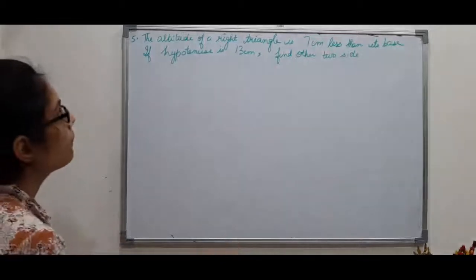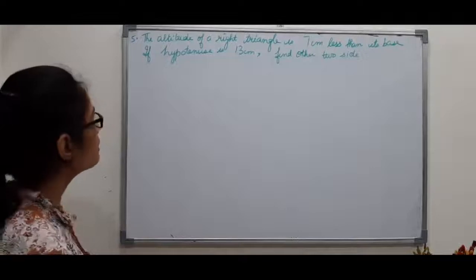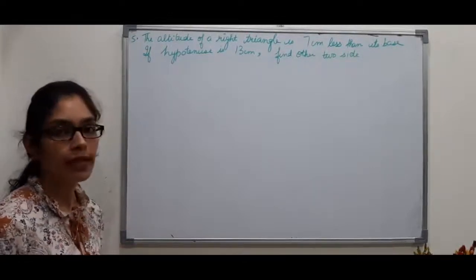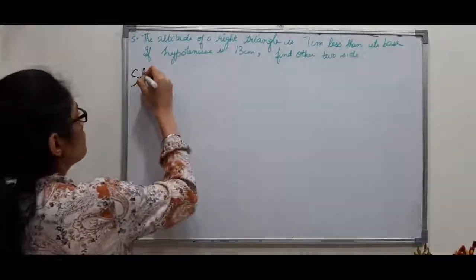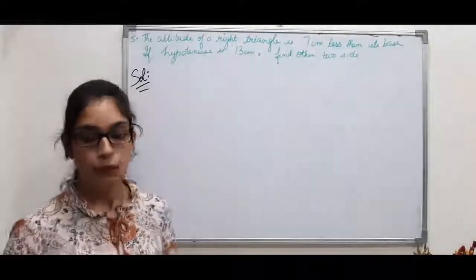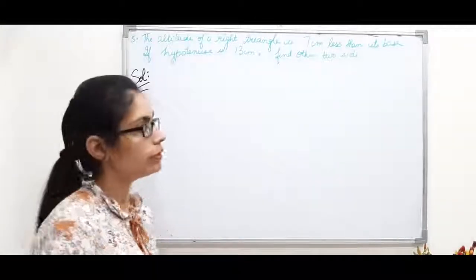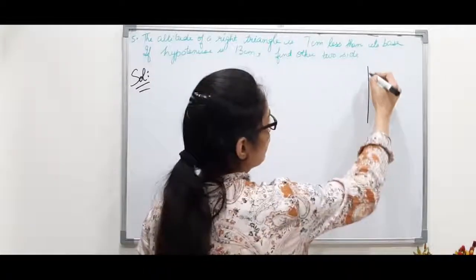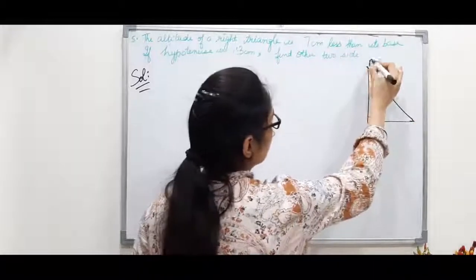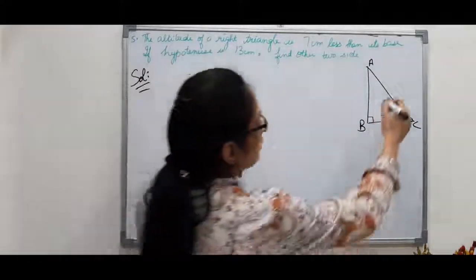In the fifth part, the altitude of a right triangle is 7 cm less than its base. If the hypotenuse is 13 cm, find the other two sides. So again we have to convert this entire scenario into the form of a quadratic equation. Then by using factorization we can find the solution of the equation. So let's draw one right triangle. A right triangle looks like this.